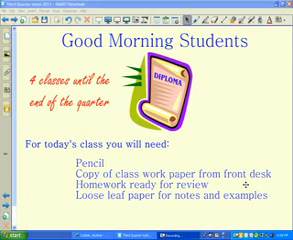So for today's class, you're going to need a pencil, a copy of the classwork, which is also on the website under the March 17th and March 18th classwork section. Homework ready for review, which was also adding and subtracting polynomials. I put it on a pink copy sheet, but on the website, obviously, this is a plain white copy. And we're also going to need loose leaf paper for notes.